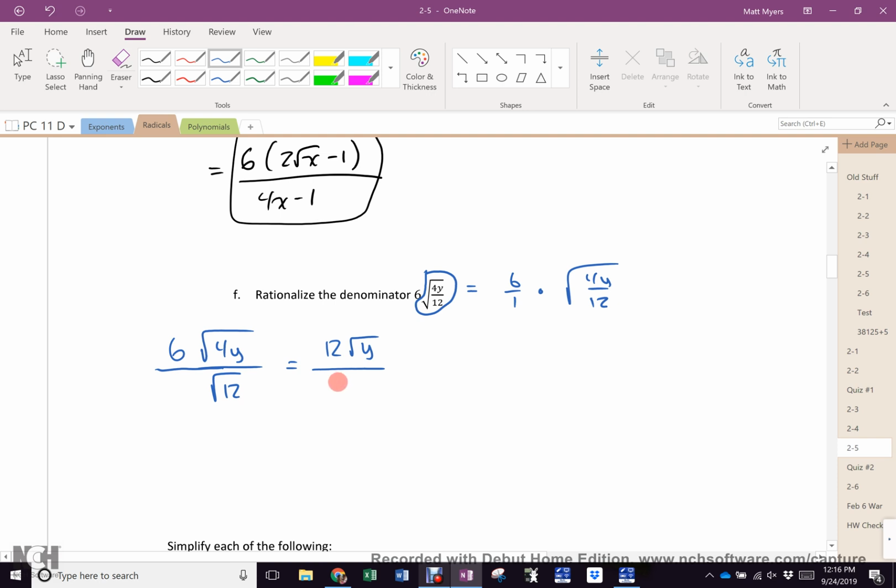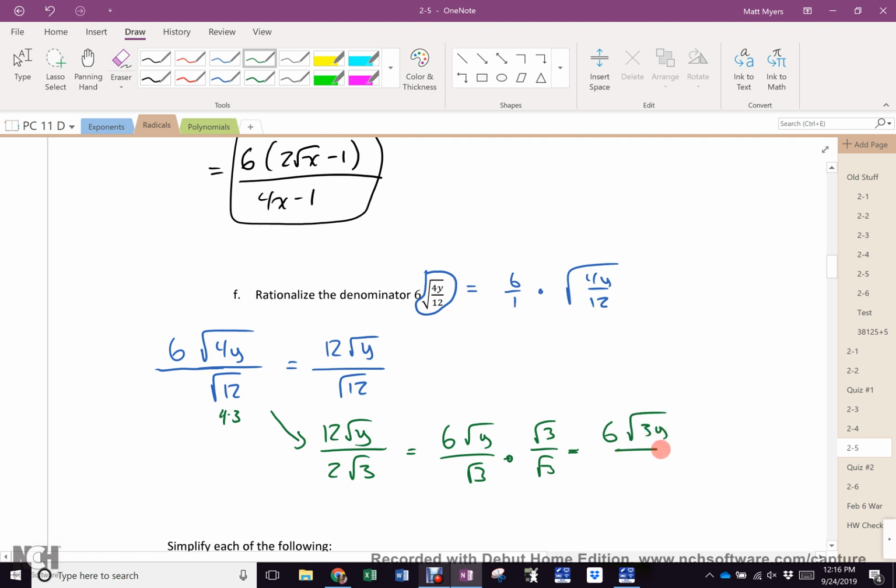You could multiply it. You could leave this as root 12 and then multiply by root 12, right? That's one option, and we could follow that through. Is there another option? 12 root y over, I could simplify that to 2 root 3, yes? What does that green one allow me to do with 12 and 2 now? Break it back down to 6 root y over root 3, right? And then if we were to finish this one, we multiply by root 3 over root 3, and we get 6 root 3y over 3.